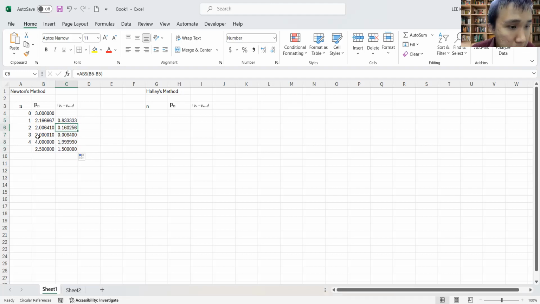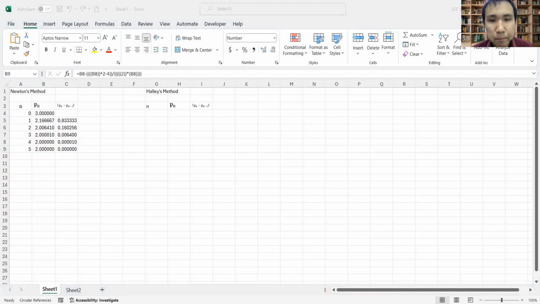Okay, and then we'll stop here. And this is 5. So the number of iterations for Newton's method is 5. And now we will try to solve using Halley's method.